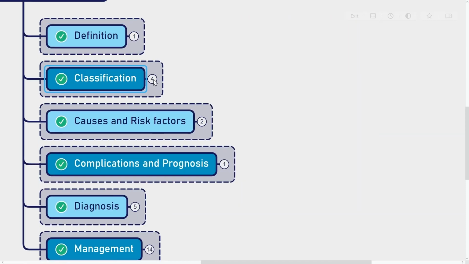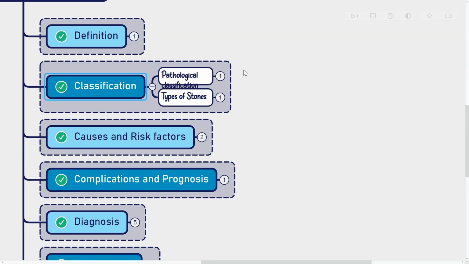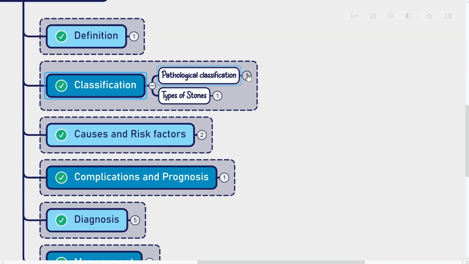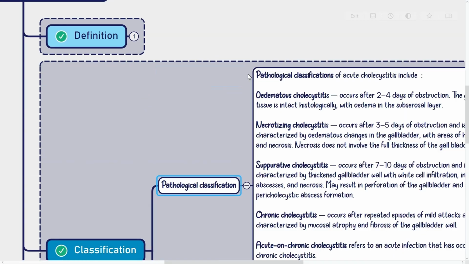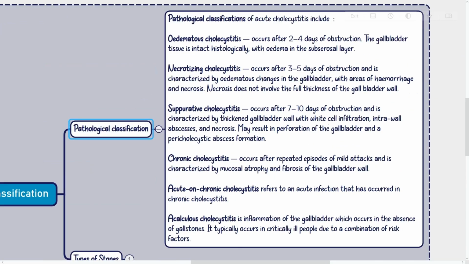Pathological classifications of acute cholecystitis include edematous cholecystitis, which occurs after 2-4 days of obstruction. The gallbladder tissue is intact histologically, with edema in the subserosal layer. Necrotizing cholecystitis occurs after 3-5 days of obstruction and is characterized by edematous changes in the gallbladder, with areas of hemorrhage and necrosis. Necrosis does not involve the full thickness of the gallbladder wall.